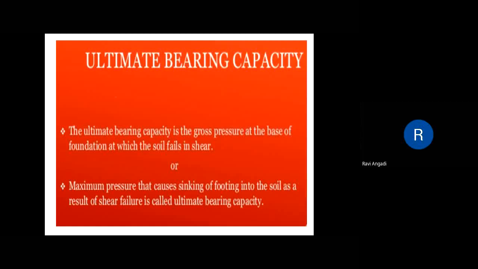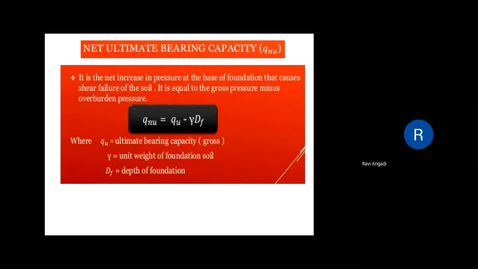Okay, so this is one term defined. Then again, the net ultimate bearing capacity, it is the net increase in pressure at the base of the foundation that causes the shear failure of the soil. It is equal to the gross pressure minus the overburden pressure. So the net ultimate bearing capacity will be the ultimate bearing capacity, that is QU, minus the overburden pressure. What is it? It is due to the soil.